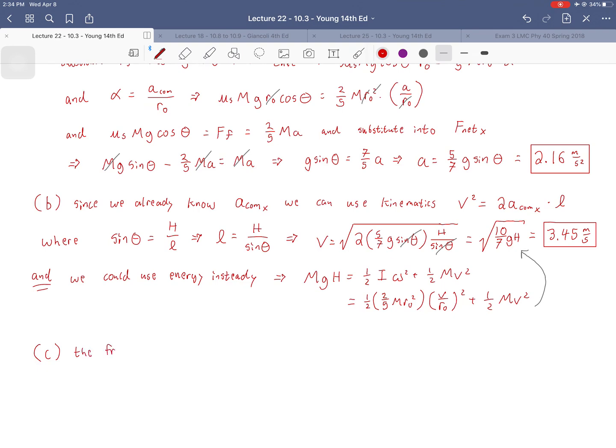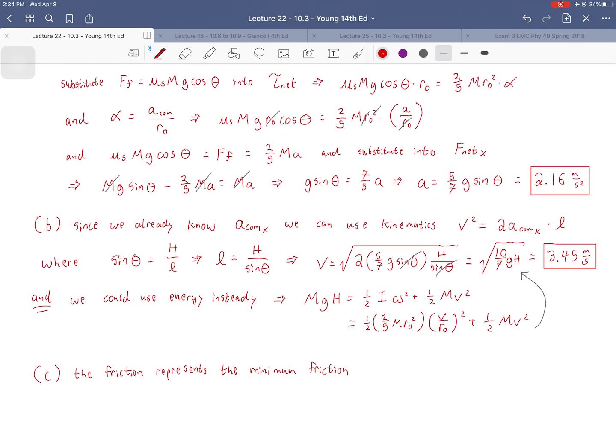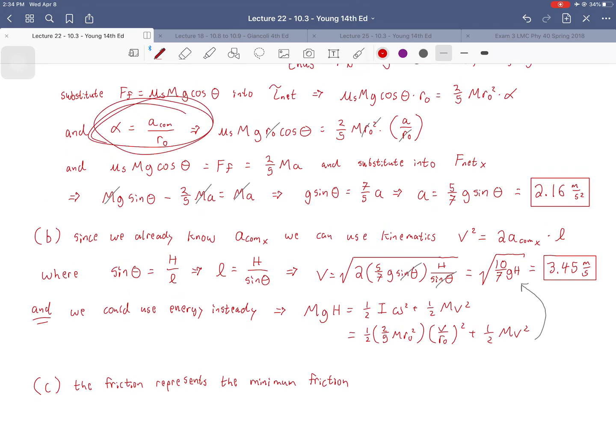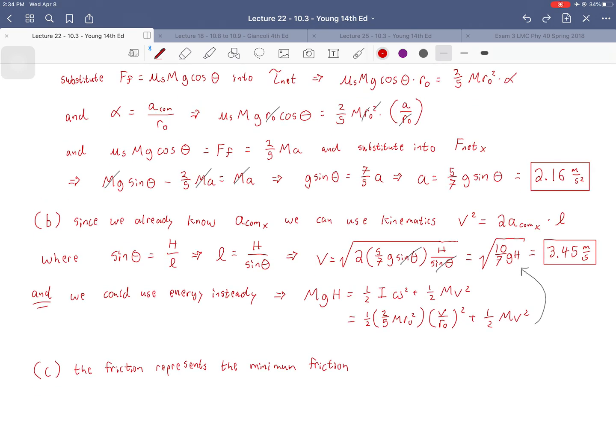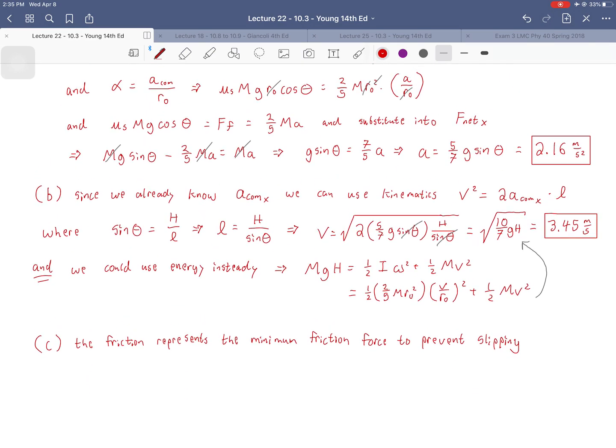And so when we solve for that minimum friction force, that's exactly it. It's the minimum. So the friction force represents the minimum friction force to prevent slipping, because we assumed pure rolling. We assumed pure rolling because we were able to use this relationship right there. So the friction represents the minimum friction force to prevent slipping, not prevent rolling at all.